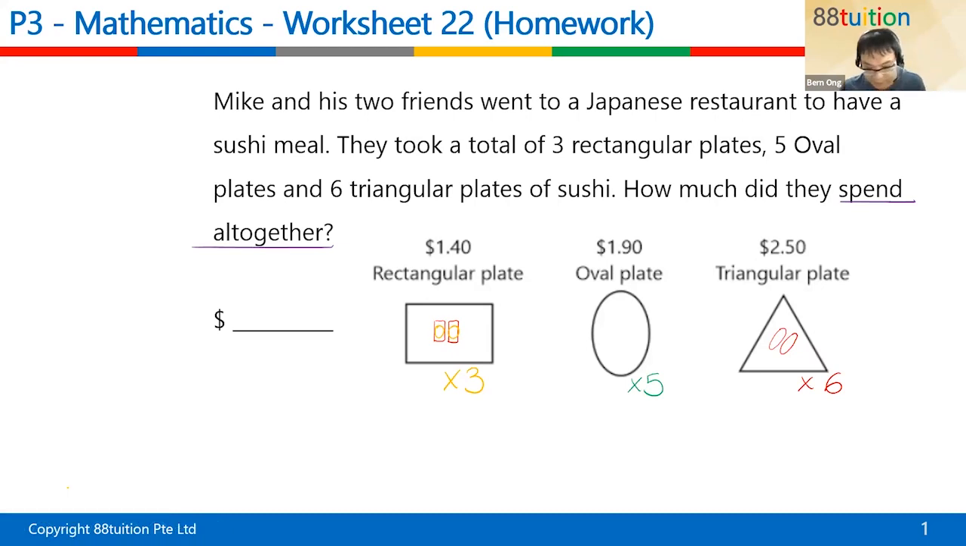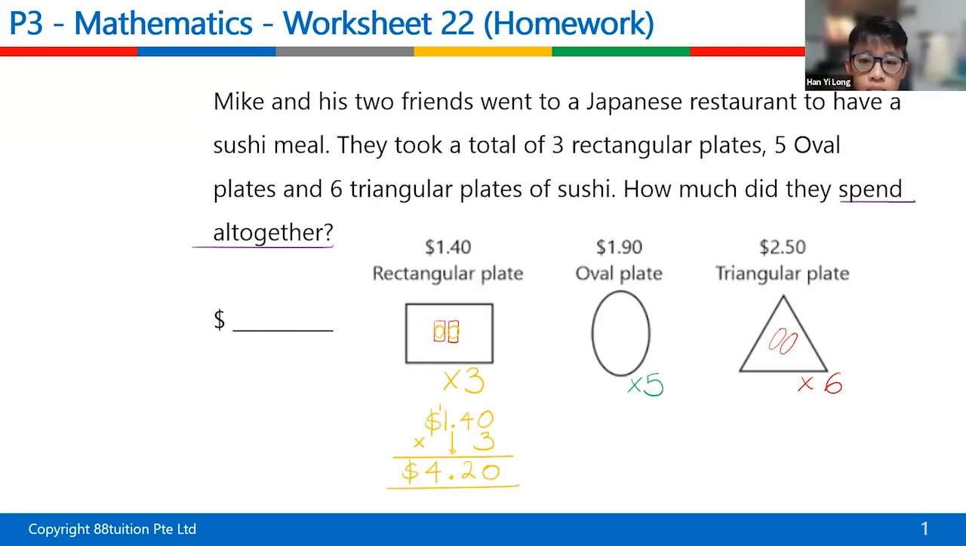I will want to do out the steps also. So $1.40 times 3 is like this. You do a multiplication, the same steps. 3 times 0 is 0. 3 times 4 is 12. 3 times 1 is 3, plus 1 is 4. And look at the decimal point. Can you see the decimal point must be in line? So the decimal point must be down here also. Can you understand?